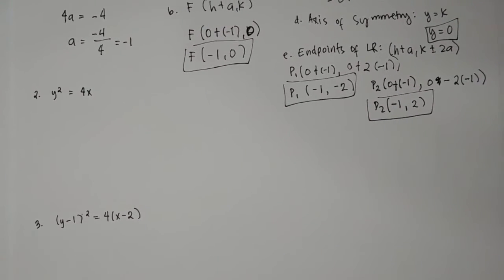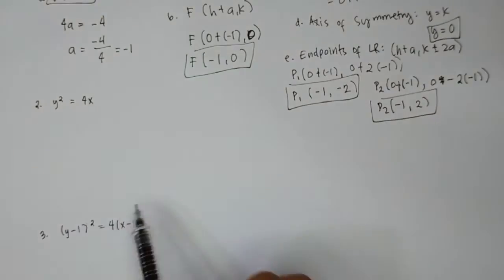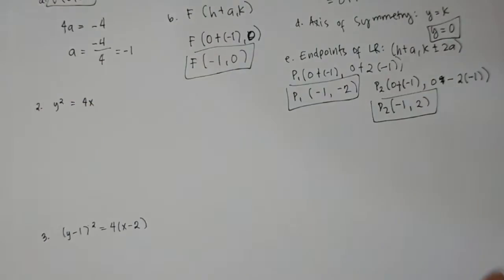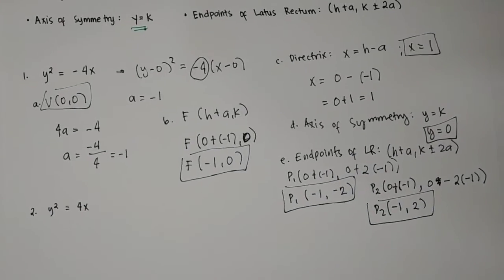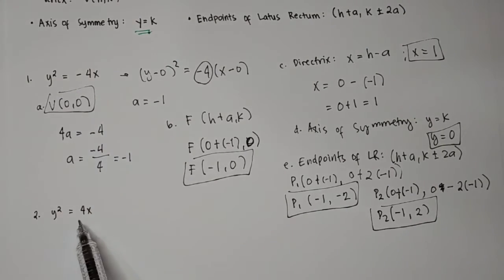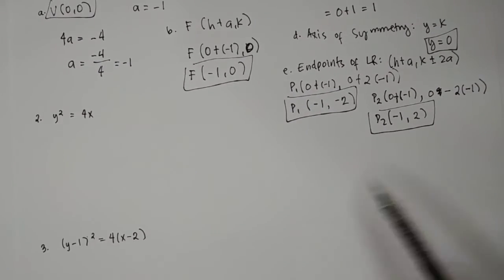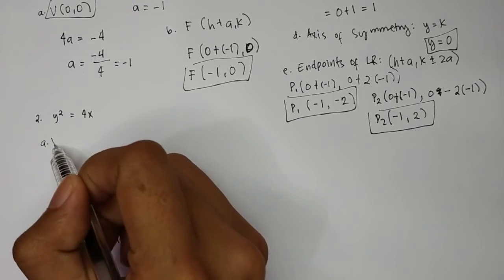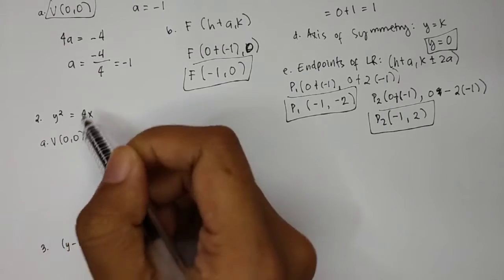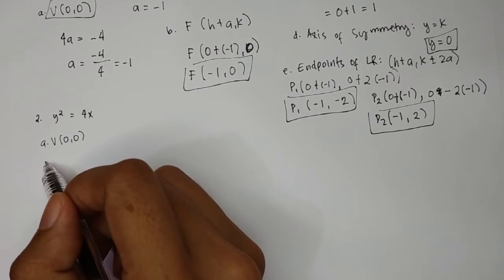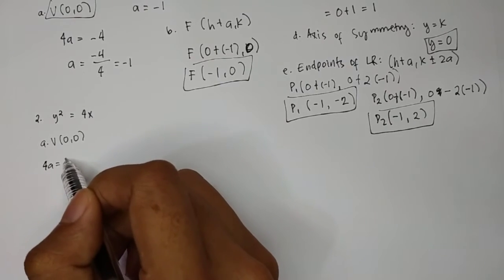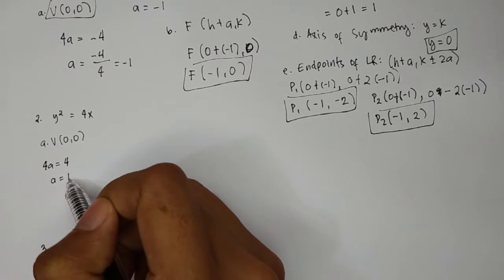That is y squared equals to 4x. So, the same lang tayo, di ba? Sa look at natin ng number 1, ha? The same lang tayo. However, positive yung 4x natin. So, we have here again our vertex that is 0, 0. Yung 4a natin is equals to 4. So, a natin is equal to 1.